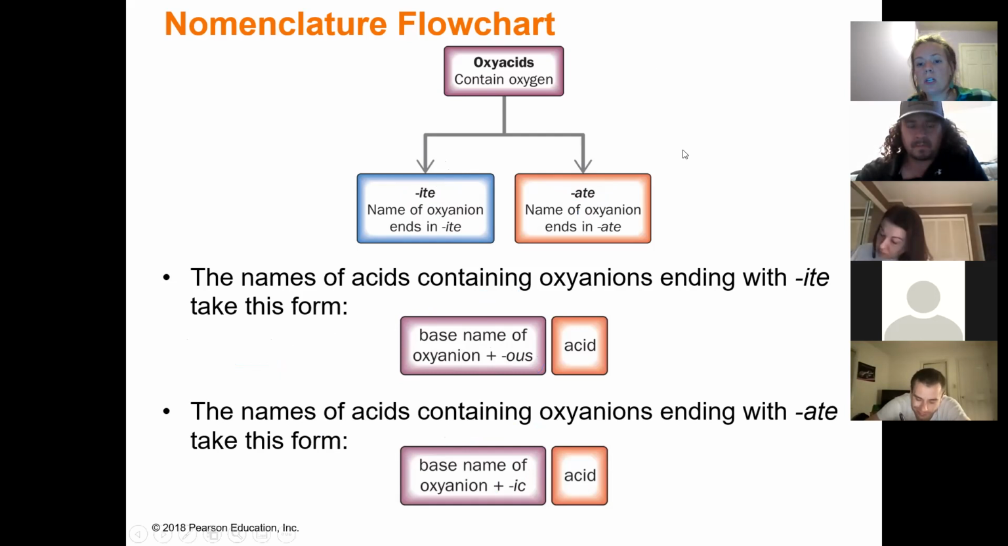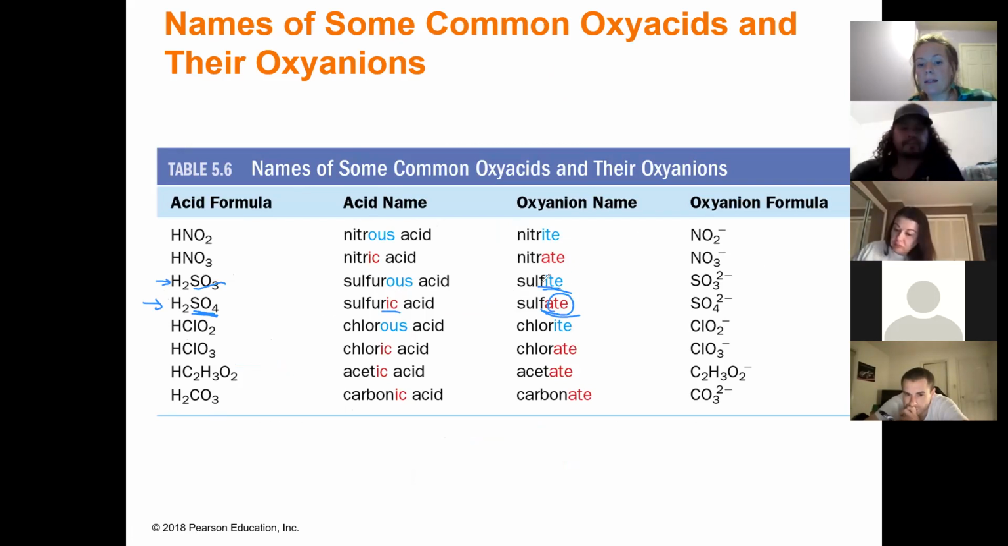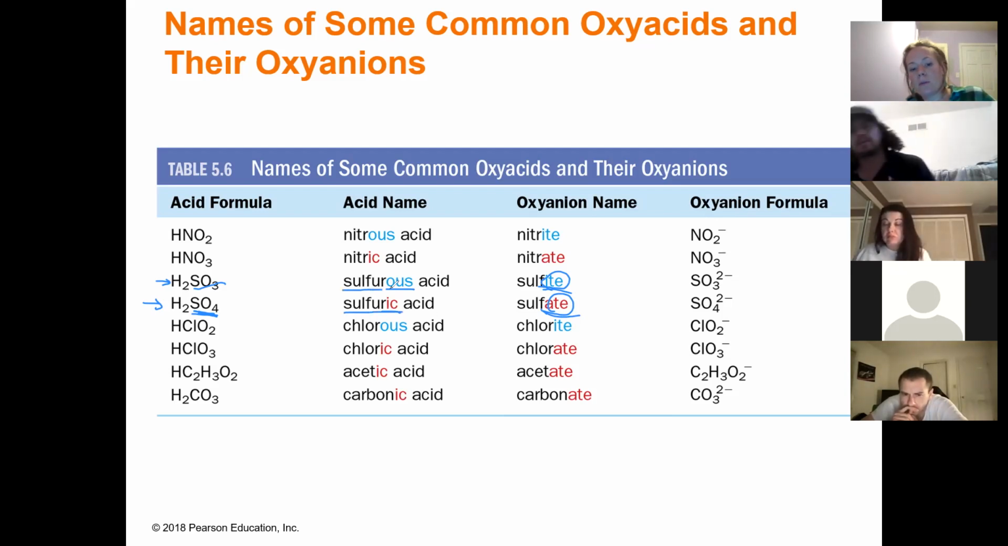The next page here shows us some of the varying acids we have out there. Take a look here and here. So this is the sulfate ion. This is the sulfite ion. Ates become -ic, ites become -ous. We use the whole word sulfur for this though. This will be sulfuric acid and this will become sulfurous acid.